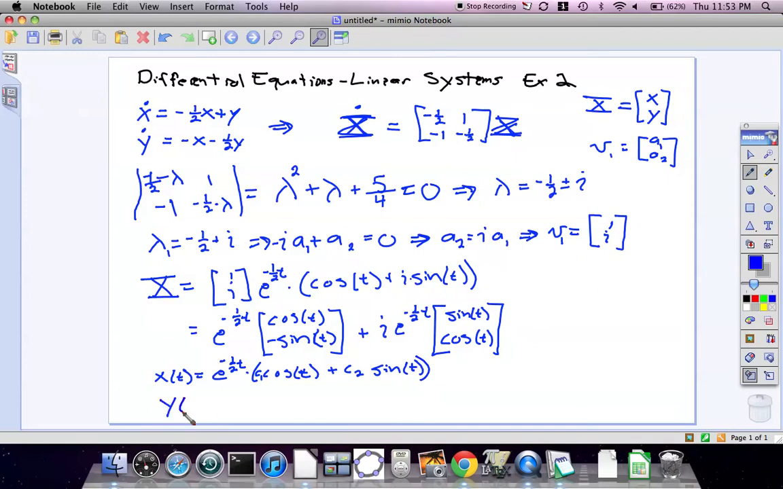As far as y of t, that's going to be my bottom line, which is going to be e to the negative 1/2 t, which both parts have in common. And then, as far as the negative, it's going to get sucked into the constant, but I'm going to put it in there. I'm going to have a negative c1 sine of t plus c2 cosine of t.